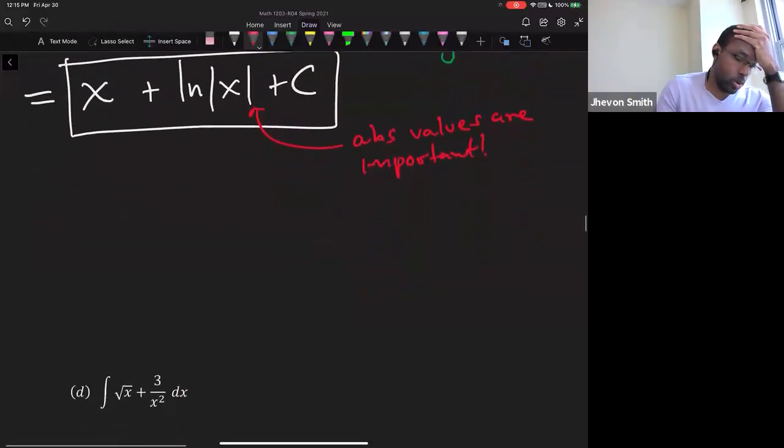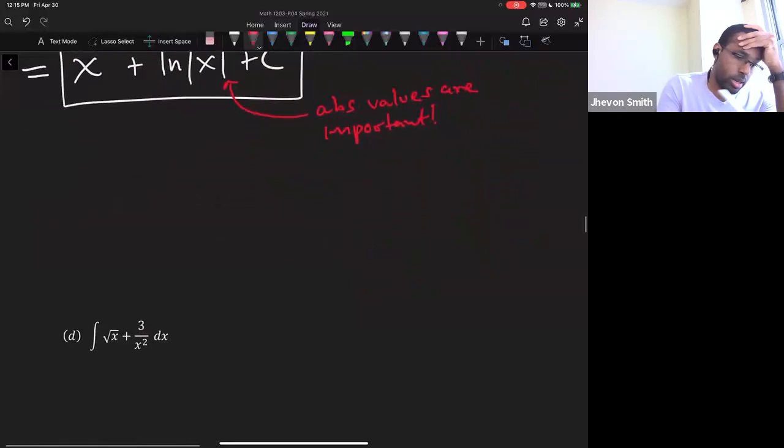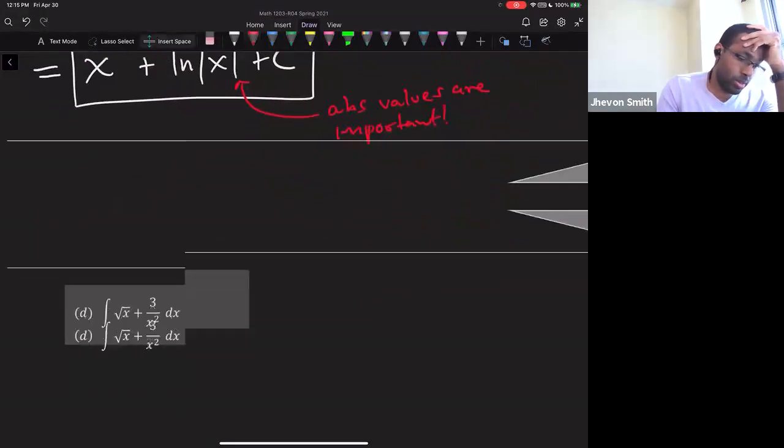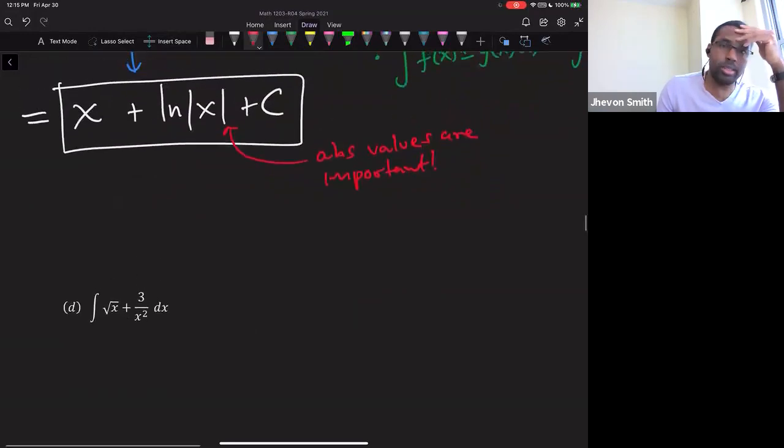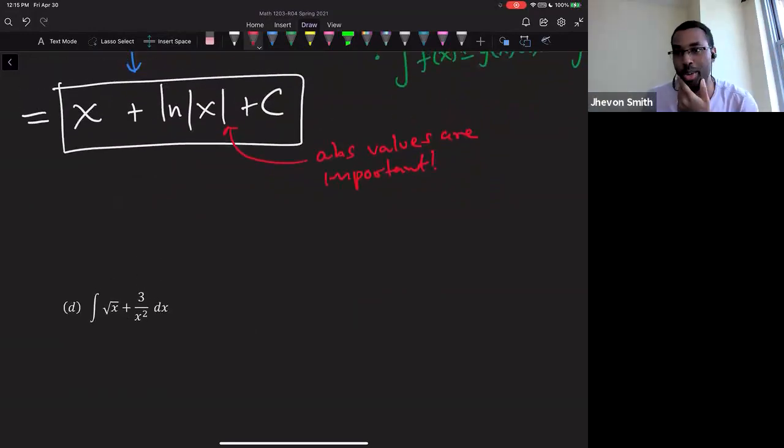And we can go even more complicated. Might be complicated if you don't know what to do. But we here have the integral of the square root of x plus 3 over x squared dx. How are we going to do that?